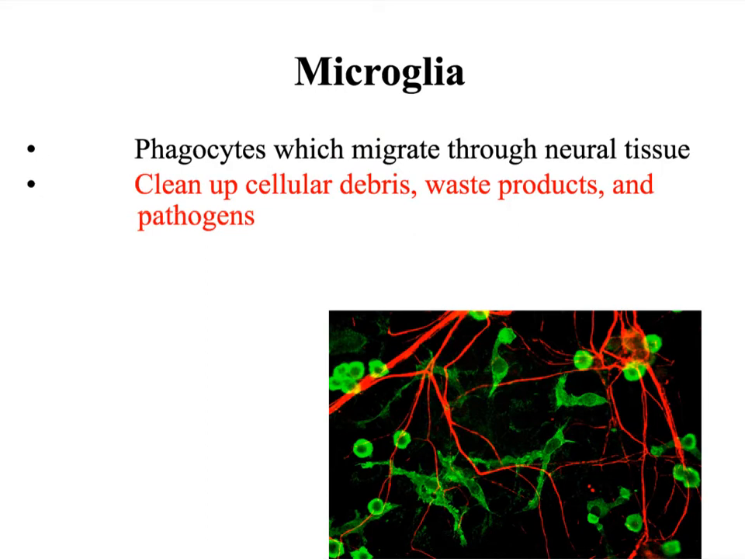Another type of glial cell in the central nervous system is referred to as microglia. These are macrophages or phagocytes, remember a cell that eats. These are the janitorial staff cells of the central nervous system, and their job is to clean up any sort of waste, damage, or any pathogenic organisms.